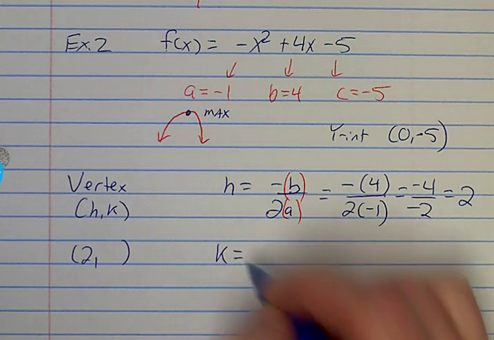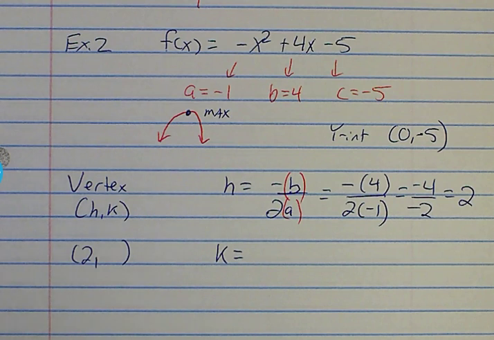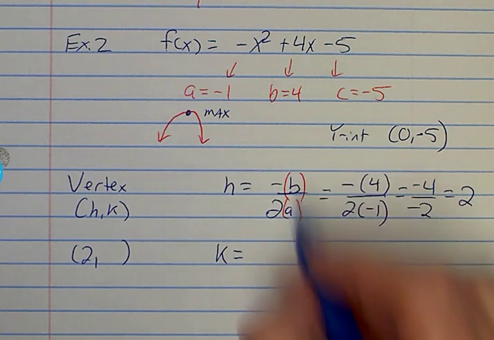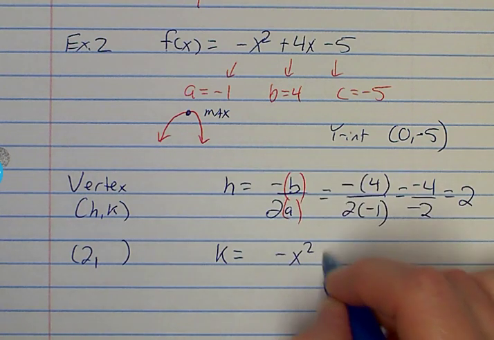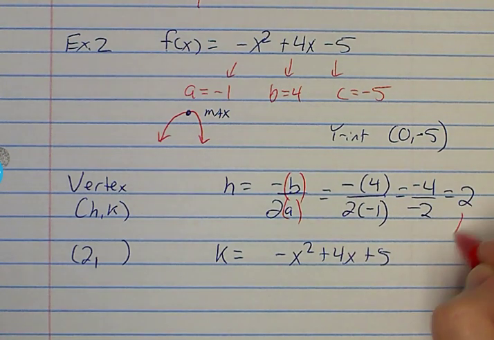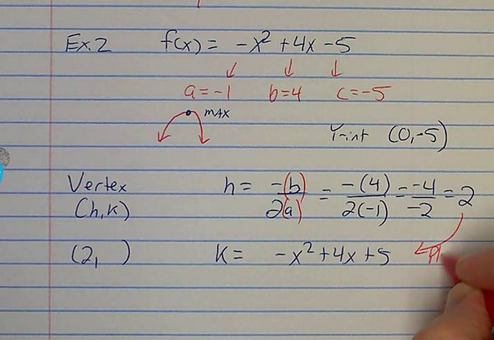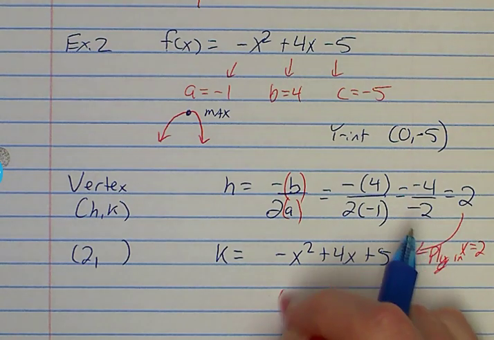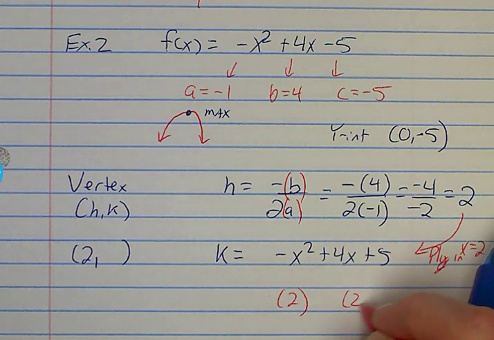And to get the k value, now again, you can put the f of x that's here, or you can just tell me that to get the k value, we're going to take that original part of the function that we had, and we're going to plug in the 2. So take out the x, put in a 2 there, and a 2 there.